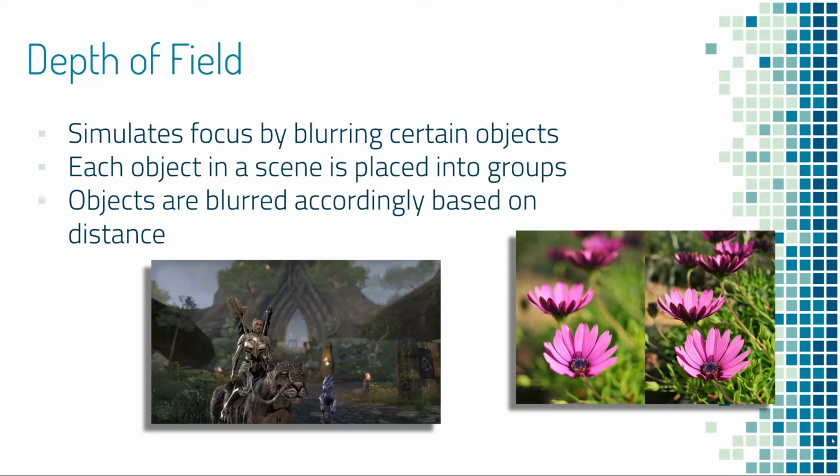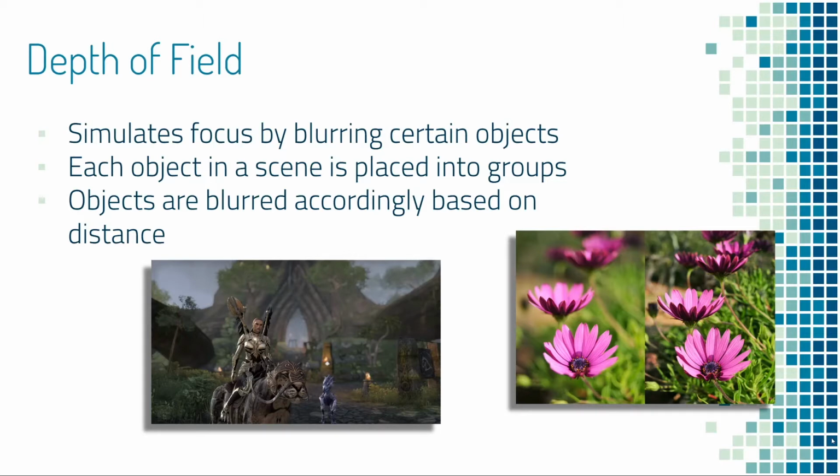This is used in both the human eye and in real-world cameras. So depth of field blurs every single object in a scene based on its relation to the camera. How this is done, whether pre-rendered or in real time, is that each object in a scene is placed into a group. Now, there are usually three groups.